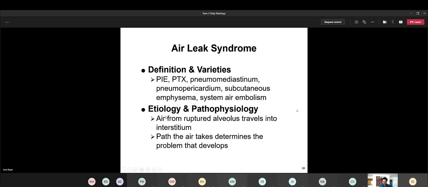And then the last statement here is that whatever the pathway is, that's what's going to determine what the baby ends up developing. Like in a case of a pneumopericardium, air leaked out of the alveoli, and then it all accumulated around the heart. So what would you expect to see on an X-ray? You expect to see almost like a dark circle encasing or surrounding the heart itself.